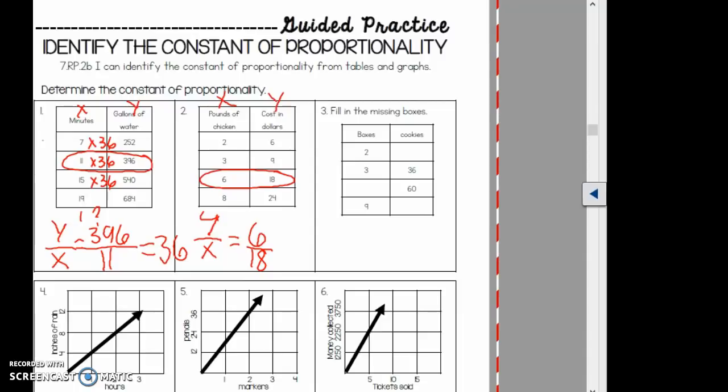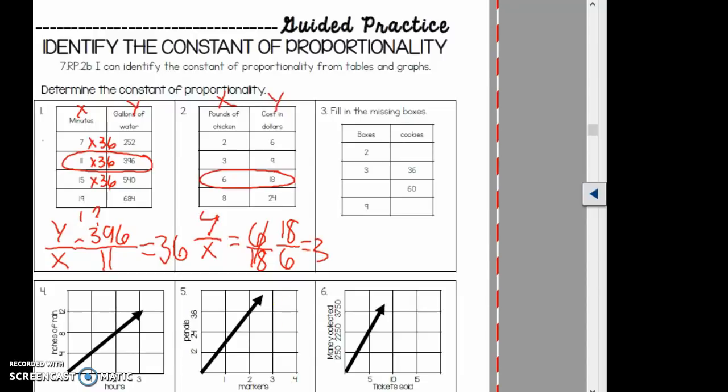Oh, we're going to pause right there. Which one is the x and which one's the y, Alex? So 18. Yep, cross that right out. Okay. And what's 18 divided by 6? 3 equals 3.